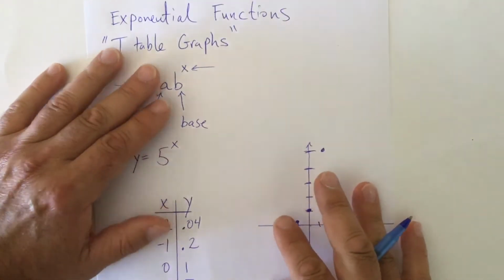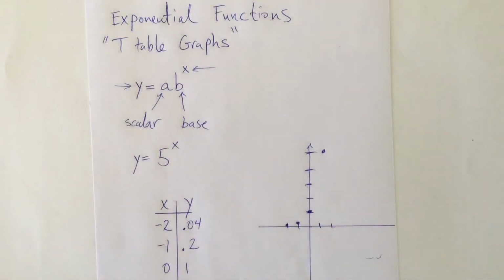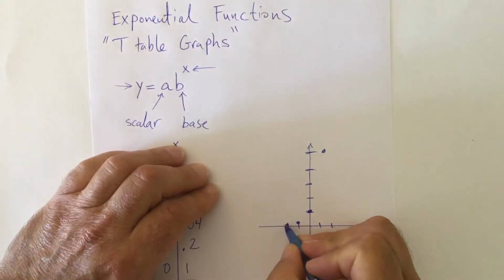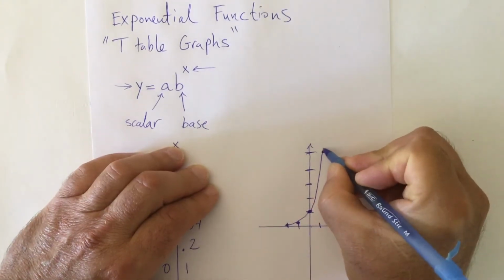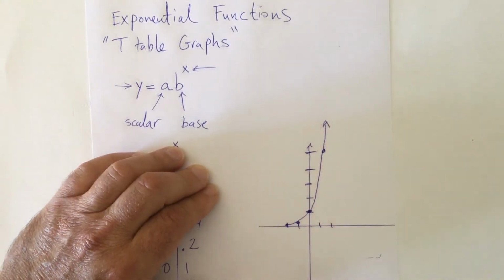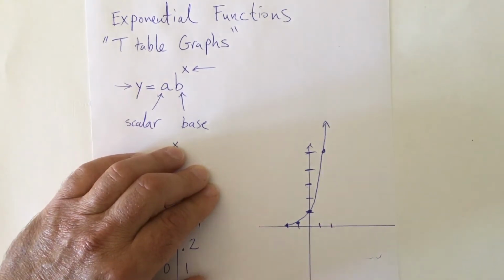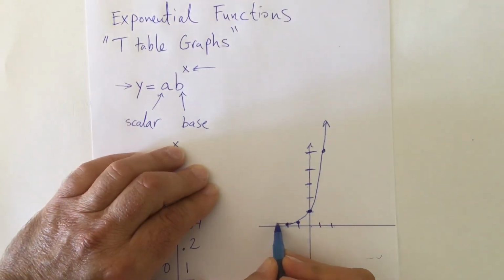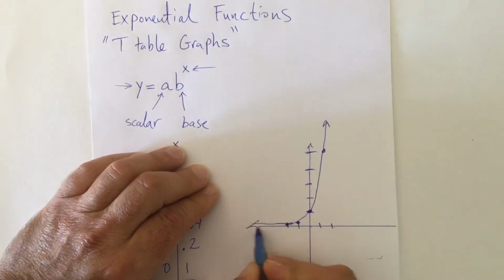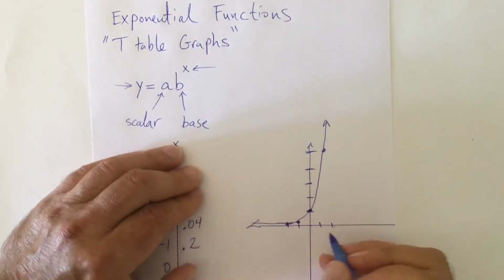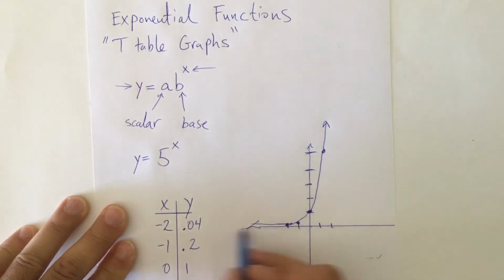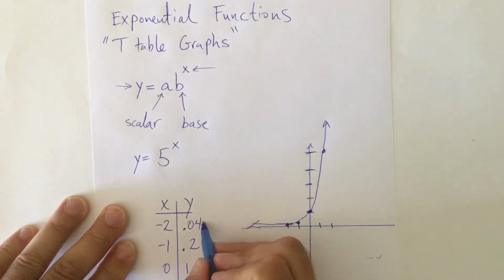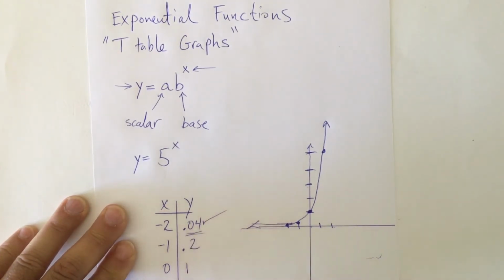So you don't have to go crazy for me. What I'm hoping you see is this nice, smooth curve. And of course, on this side, it's just going to keep getting steeper and steeper and bigger and bigger. But on this side, this thing is going to get closer and closer and closer to the x-axis. But it's never going to become a negative number.